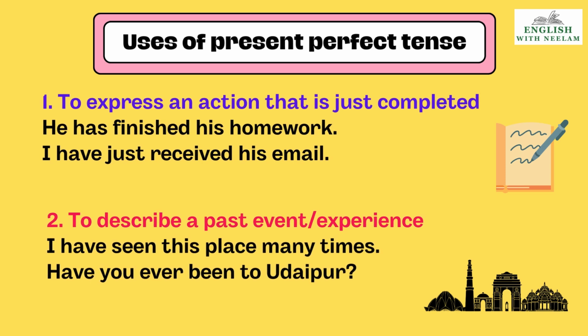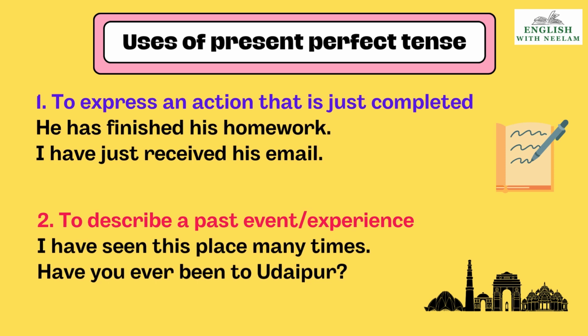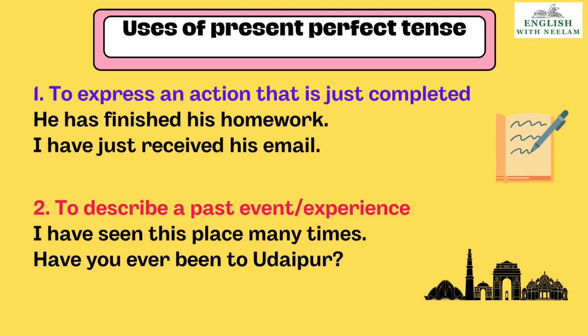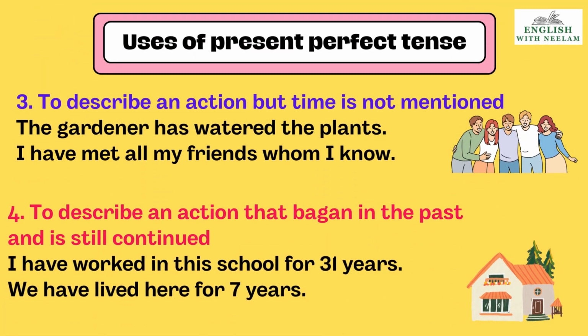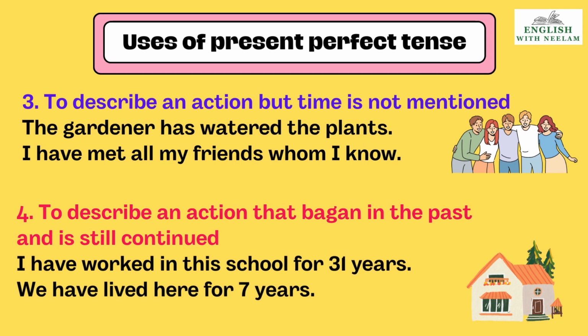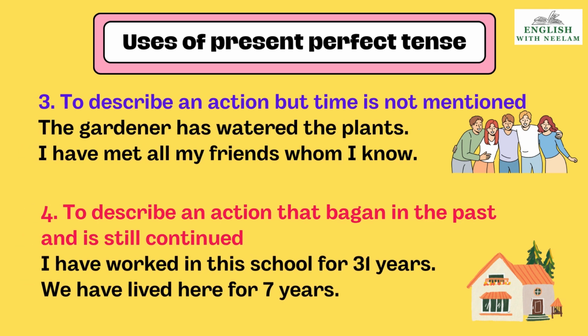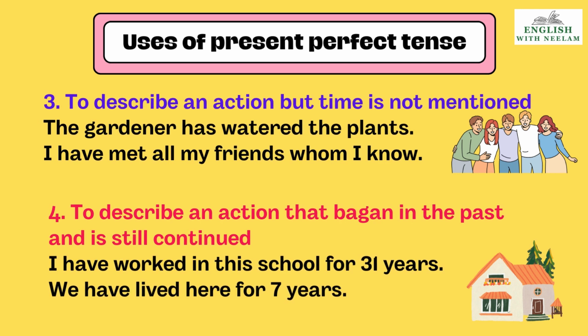Next is to describe a past event or any experience. I have seen this place many times. Have you ever been to Udaipur? Third, to describe an action but time is not mentioned. The gardener has watered the plants, but time is not mentioned whether the action is just completed or not. I have met all my friends whom I know.